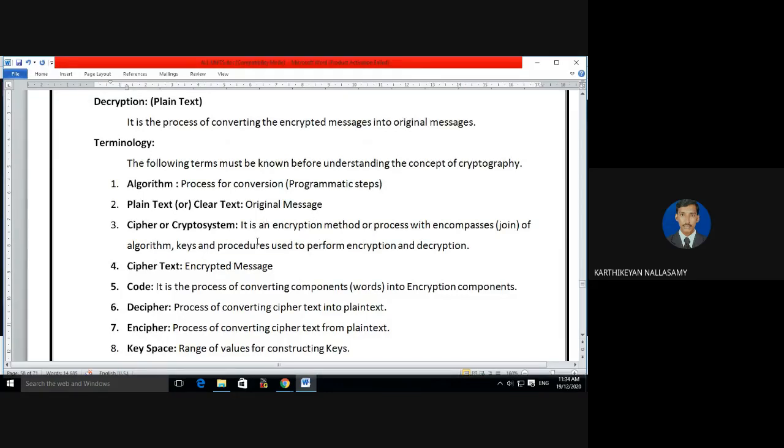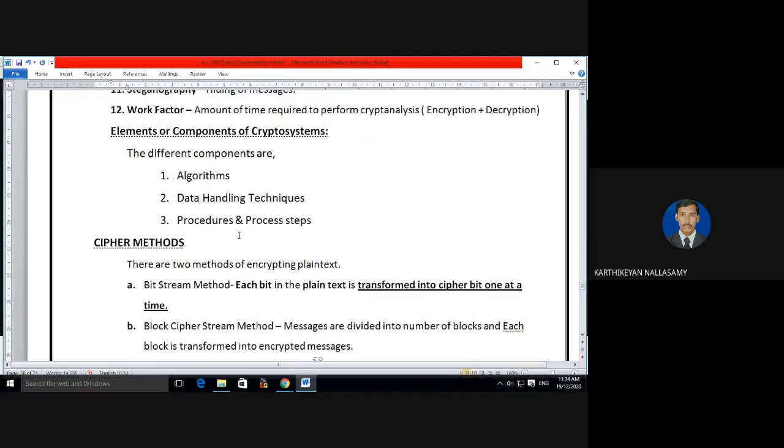cryptography concepts. Okay, so the next one: what are the different components of a crypto system? They are the algorithms, the methodology you are going to apply for handling, and the steps you need to follow. So these are the three components of a crypto system.